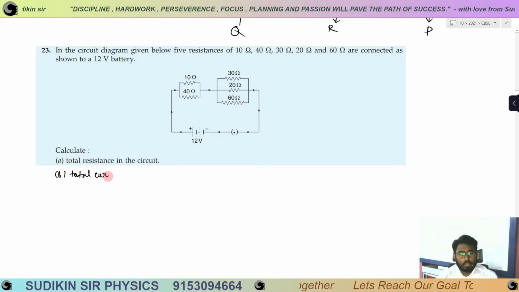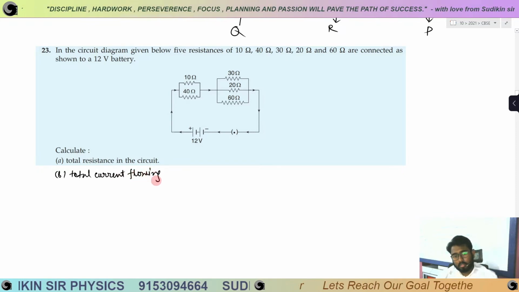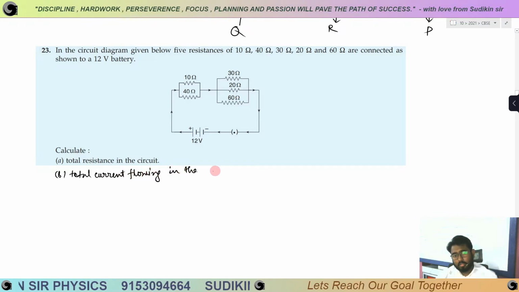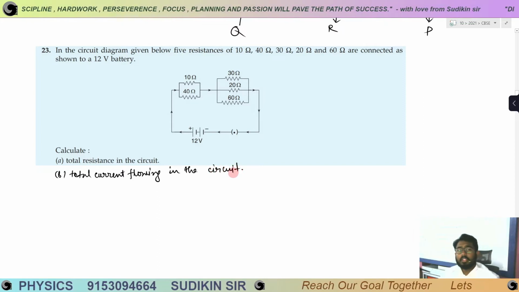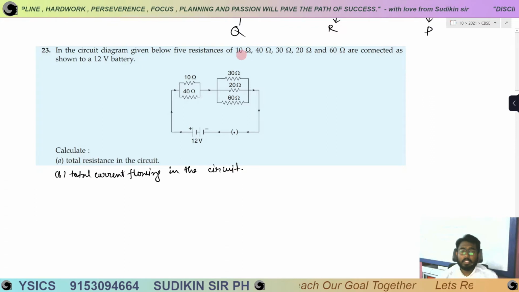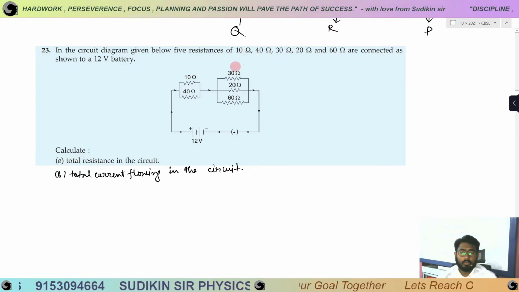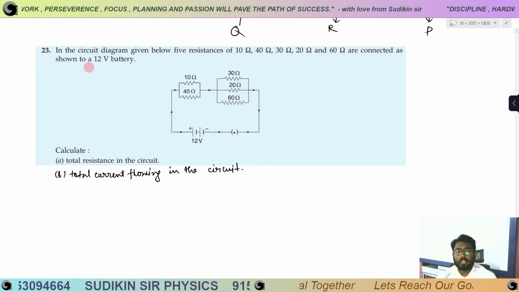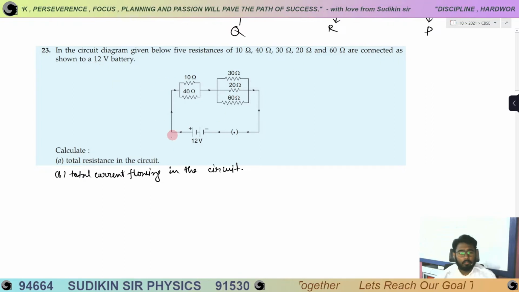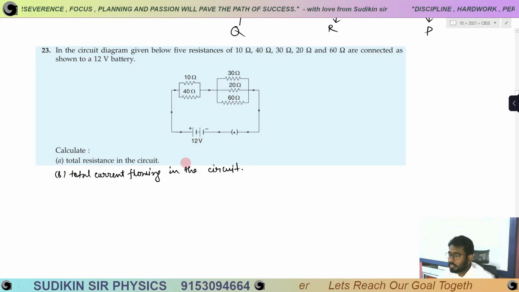Total current flowing in the circuit. Okay. In the circuit diagram given below, five resistances 10, 40, 30, 20, 60 ohm are connected as shown in figure to a 12-volt battery. Okay, total resistance of the circuit. Okay, total resistance, how do we find out total resistance?